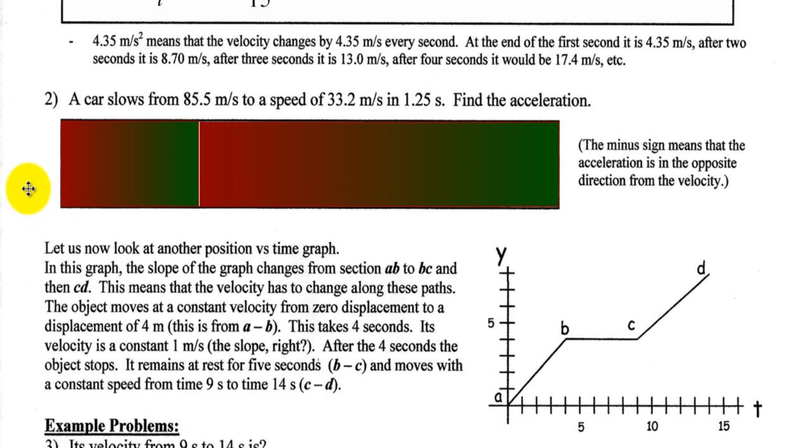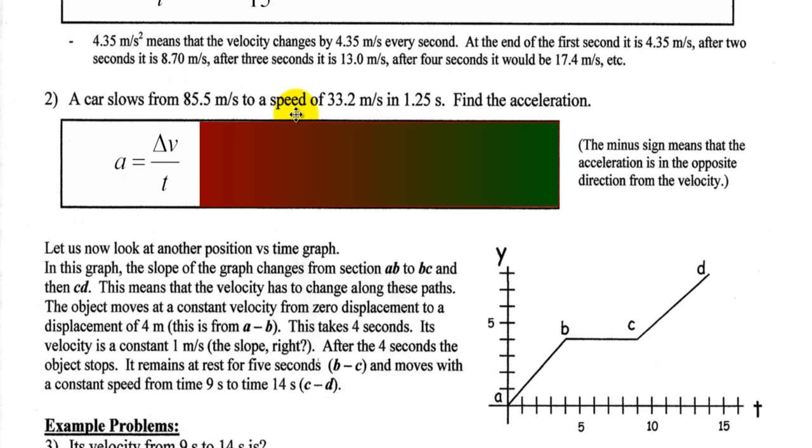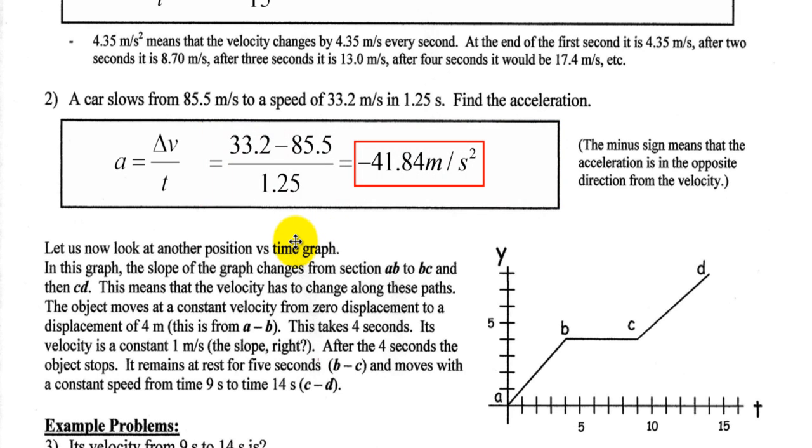So moving on to number 2. A car slows from 85.5 meters per second to a speed of 33.2 meters per second in 1.25 seconds. So now you have to take your final velocity and subtract your initial velocity using the same equation, but it's not just going to be the difference. It has to be final minus initial. So 33.2 minus 85.5, and then divide it by the time.